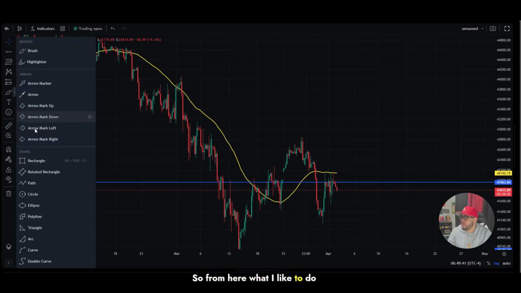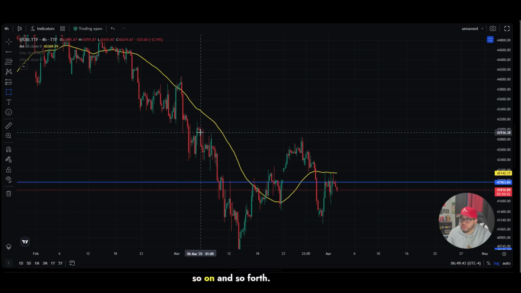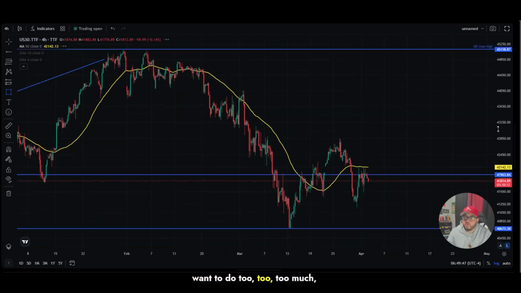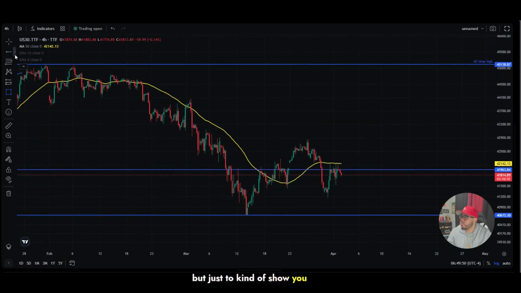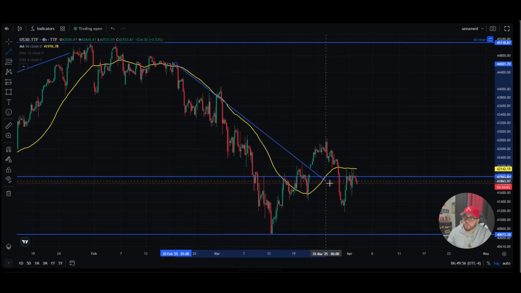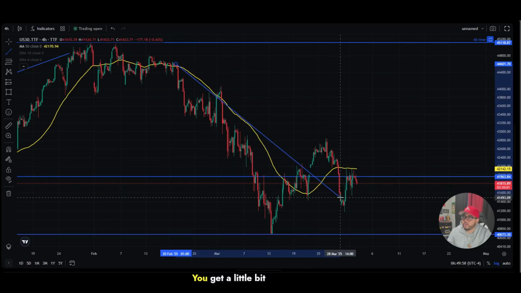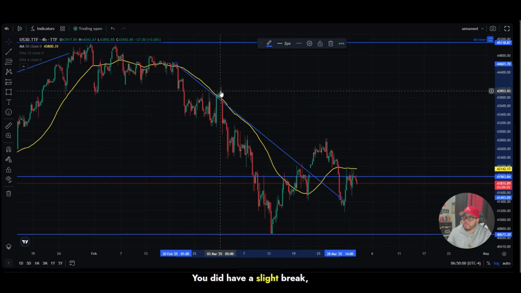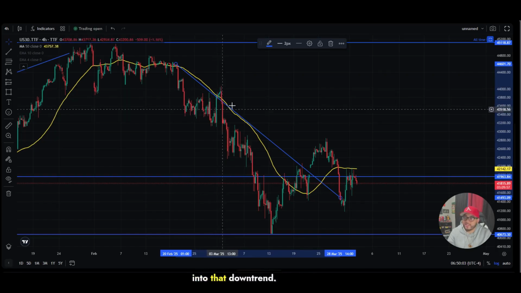So from here, what I like to do is maybe grab some rectangles, so on and so forth. You can see right here. Don't want to do too much, but just to show you what's going on, right? Then you get somewhat of a downtrend coming over here. You did have a slight break, but then it breaks right back into that downtrend.